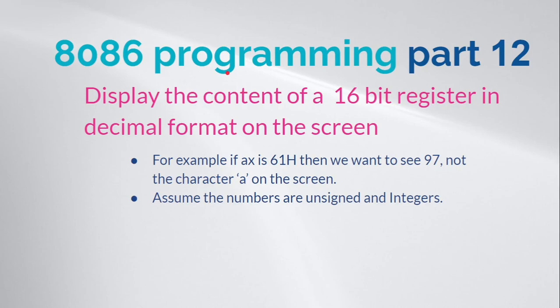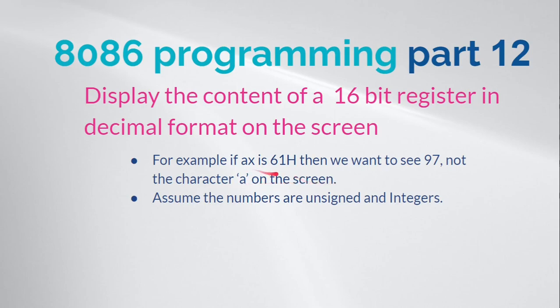In this part of the video, we're going to write a program that displays the content of a 16-bit register in the decimal format on the screen. What I mean is, say for example, AX contains 61H. In that case, we want to see 97 as an output, not the character A on the screen.